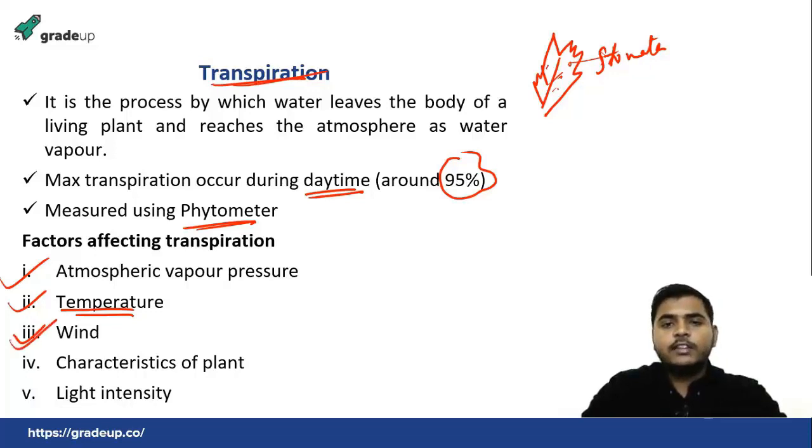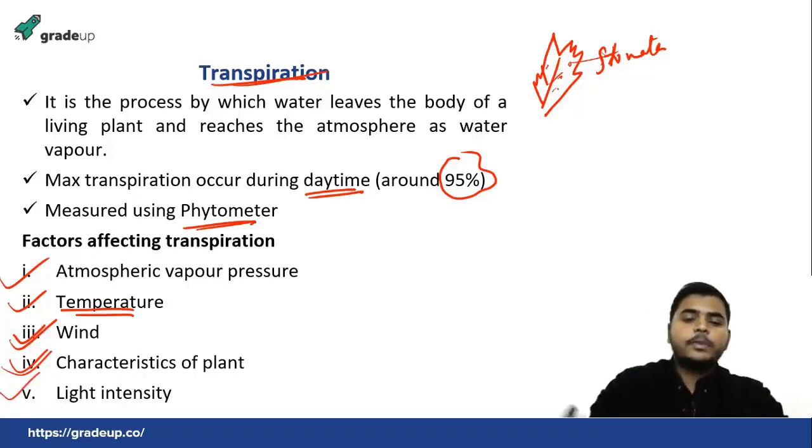Third is the wind factor. If we go on increasing the wind velocity, then transpiration increases. And fourth is the characteristic of the plant. It depends on the type of plant and its morphology. And last is the light intensity. Okay, so this was transpiration, and it is important just from a theoretical point of view.